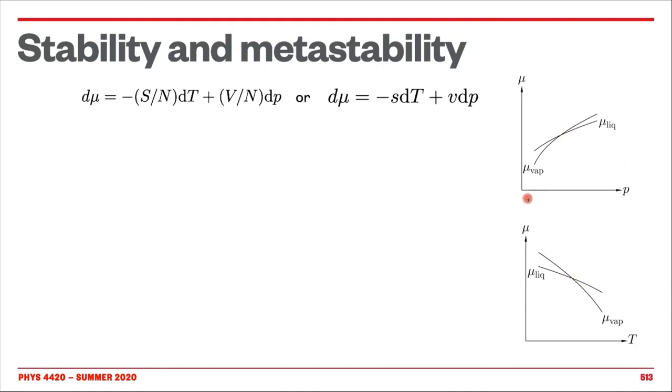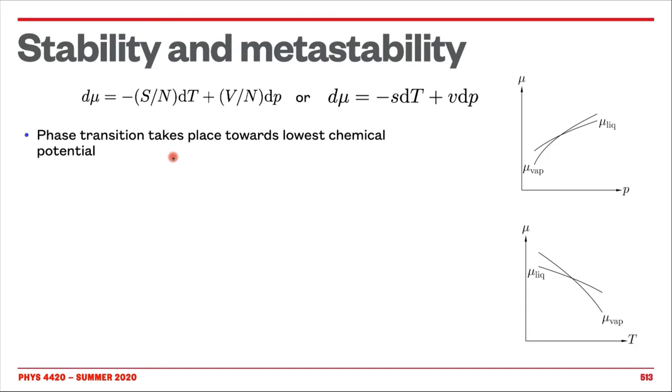Now let's try to understand a little bit how those graphs work, how the slope of these graphs, so mu as a function of pressure and mu as a function of temperature, how they work. So this is a result I give you, and now I'm going to justify it. So we know the phase transition always takes place towards the lowest chemical potential, so that's why we go from vapor to liquid here. And when we increase pressure, it makes sense, we increase pressure, therefore we have a liquid. We increase temperature, we go from liquid to vapor.